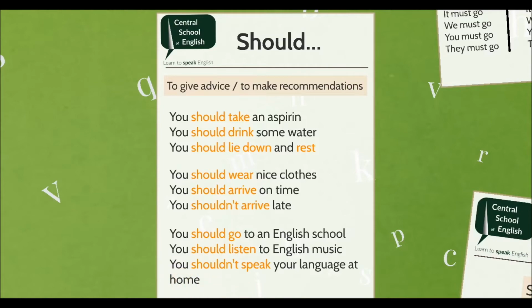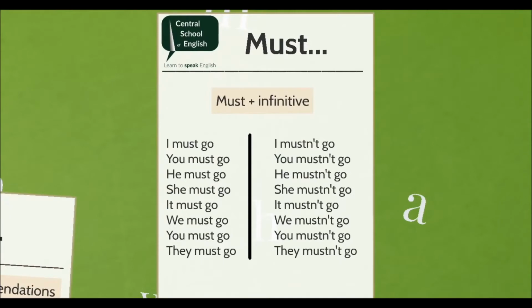Now, let's look at how to make sentences using the modal verb must. When we use the modal verb must, we must always follow the modal verb with the infinitive of a main verb. For example, to make a positive statement with the modal verb must and the main verb go, we can say, I must go, you must go, he must go, she must go, it must go, we must go, you must go, they must go.